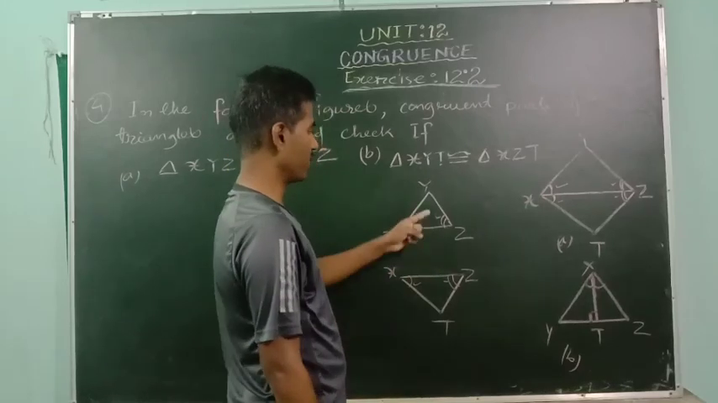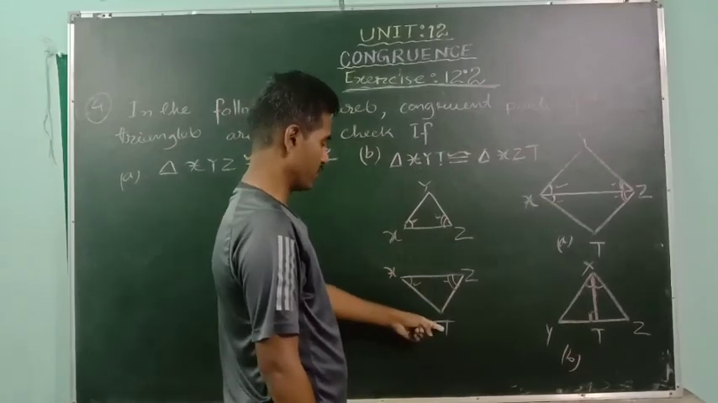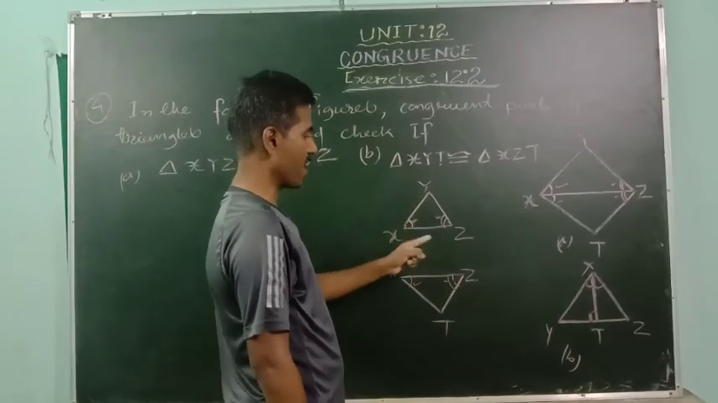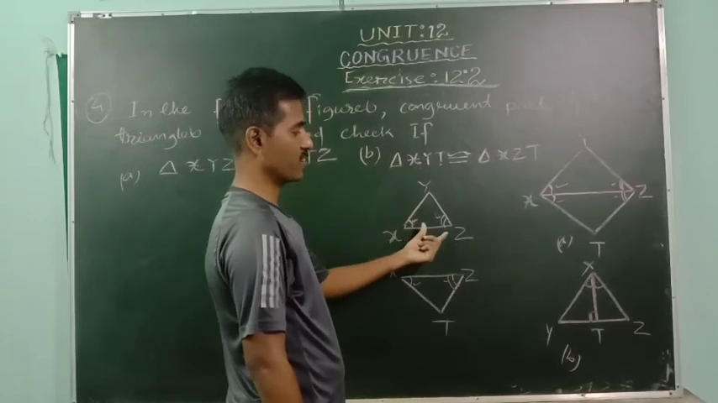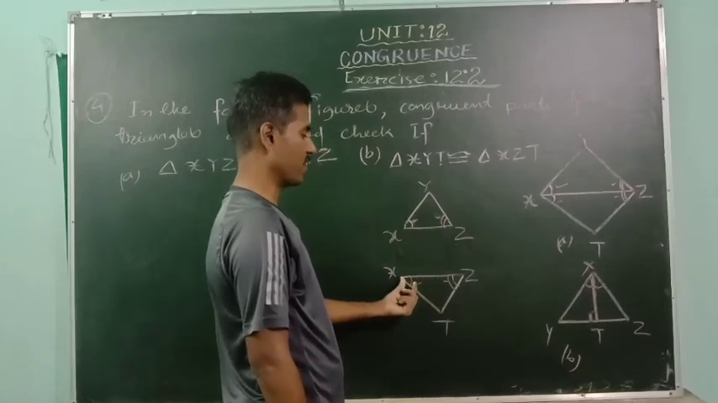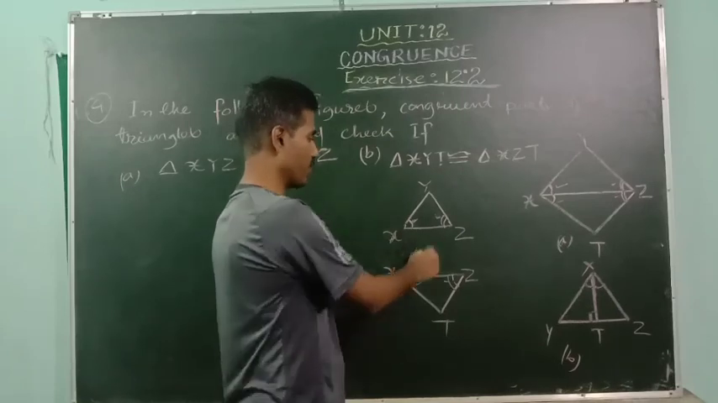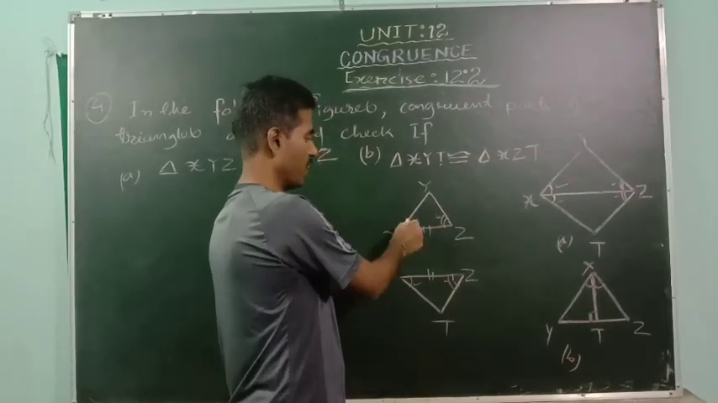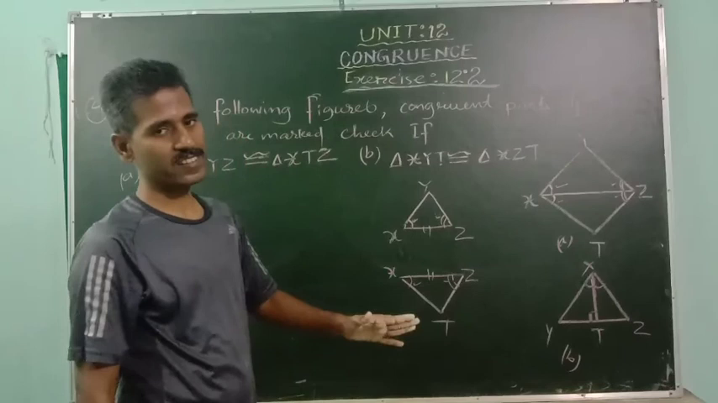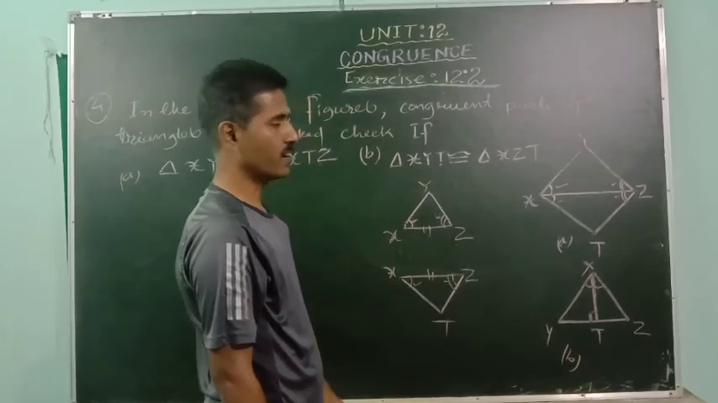Now see, XZ is a common side. In triangle YXZ we have side XZ, and in triangle TXZ also we have the same side XZ. That means XZ is a common side, so this equals this. Now see, angle side angle, again angle side angle. So by the ASA criteria of congruency, these two triangles are congruent.